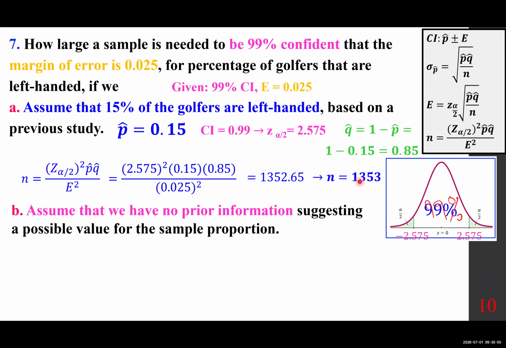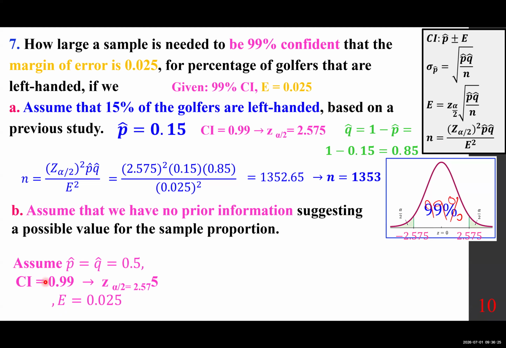Assume that we have no prior information suggesting a possible value of the sample proportion. Okay. Over here, the assumption is we know 15%, but what if we don't have that? In that case, we go with the worst case scenario. We assume P hat is equal to Q hat equals 0.5. And by the way, when you do that, that gives you the largest N. If the value for N here is not larger than this one, we've made a mistake. So P hat equals Q hat is 0.5.